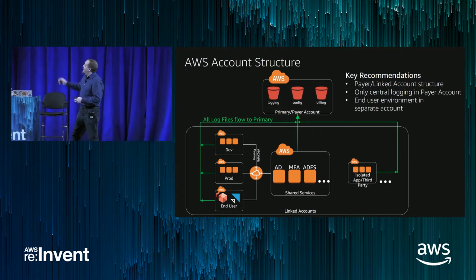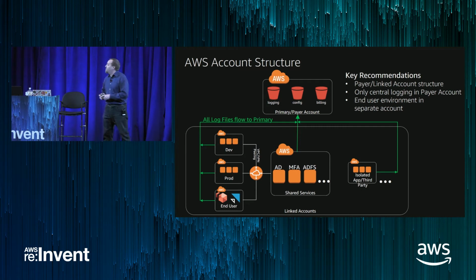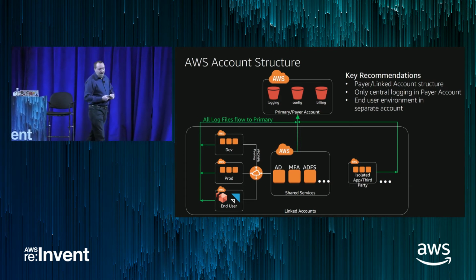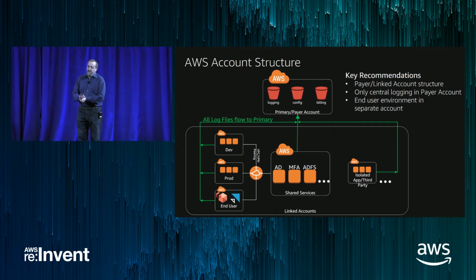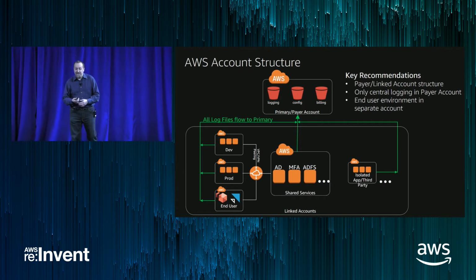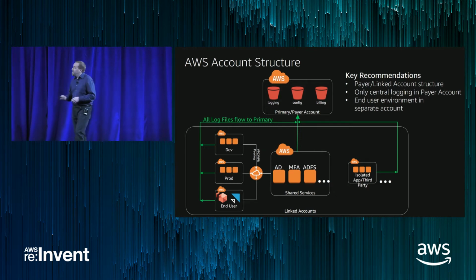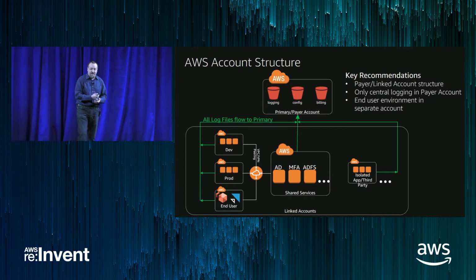Use a payer and linked account structure. Usually in larger enterprises, I'll recommend putting only logging, configuration, and billing records in the primary payer account. The separate AWS accounts really give you those distinct administrative boundaries. So your end user administrators are usually different from your DBAs, from your application administrators, and that's why you see the end user account as a separate entity on this diagram.